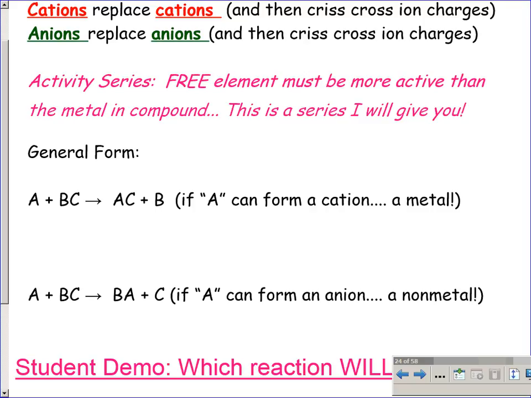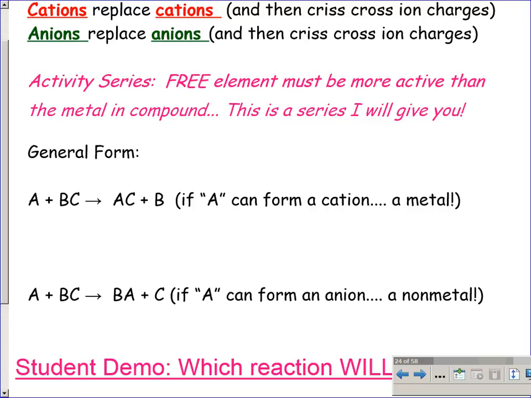So, you've written down your basic information with cations and anions and replacing. Who can tell me why you think this is called a single replacement reaction? One thing is being replaced. What do you mean, one thing? Either the cation is replaced by a cation or an anion is replaced by an anion. Just one thing does a switcheroo. Not double, not both of them, just one.